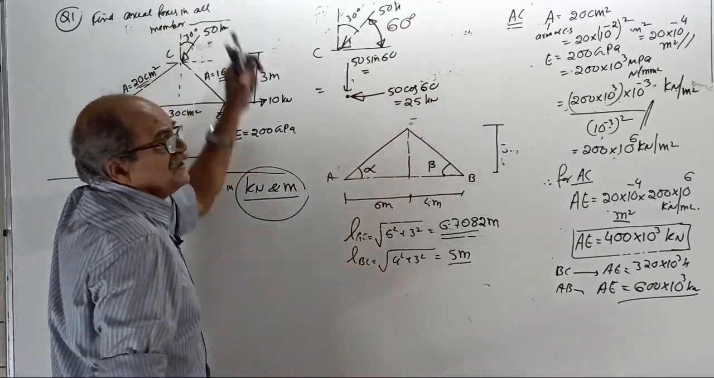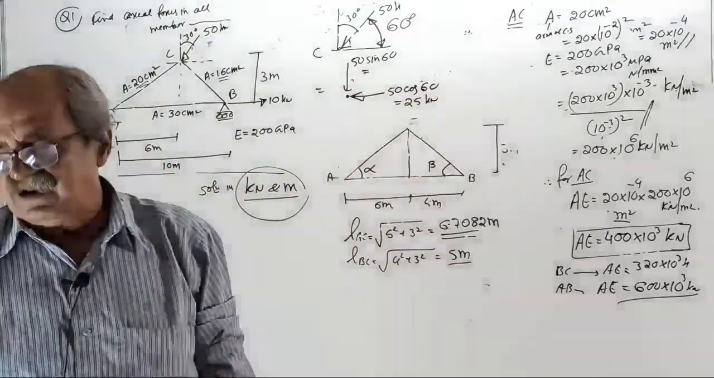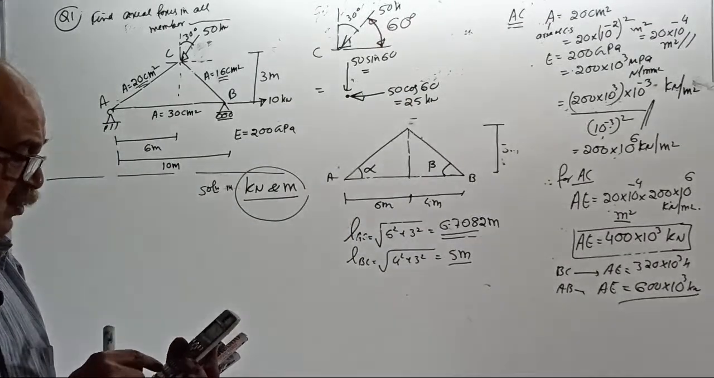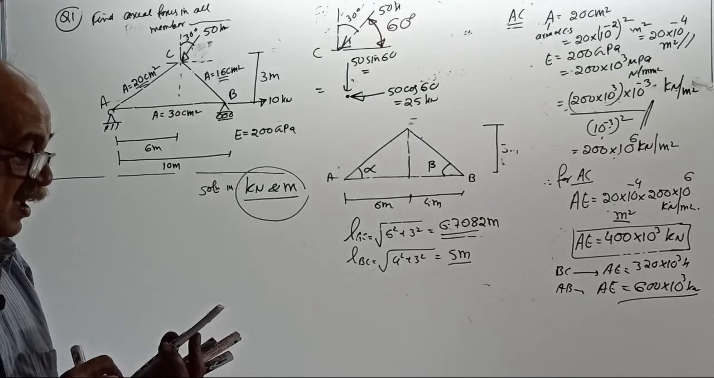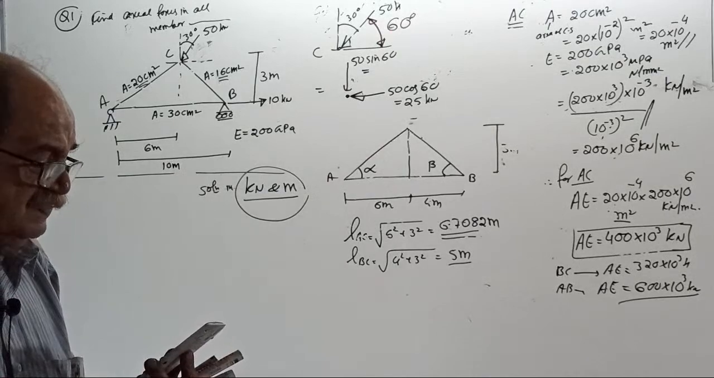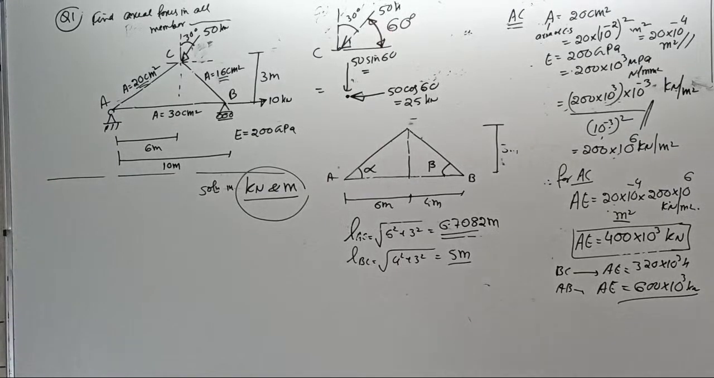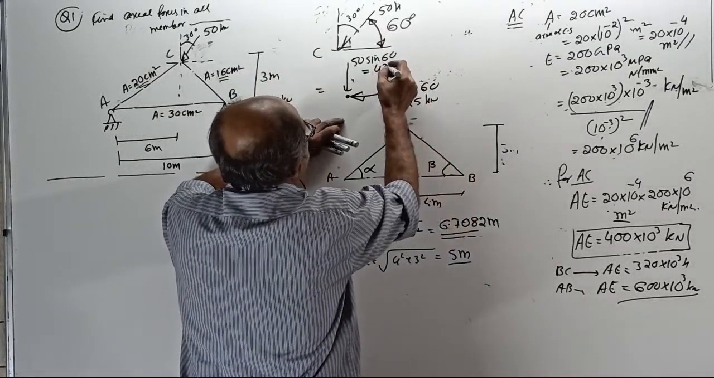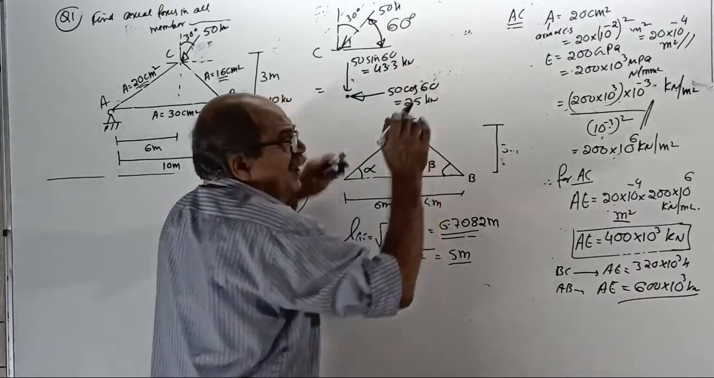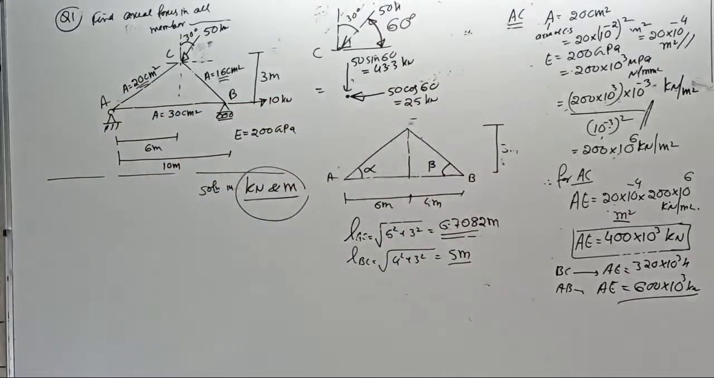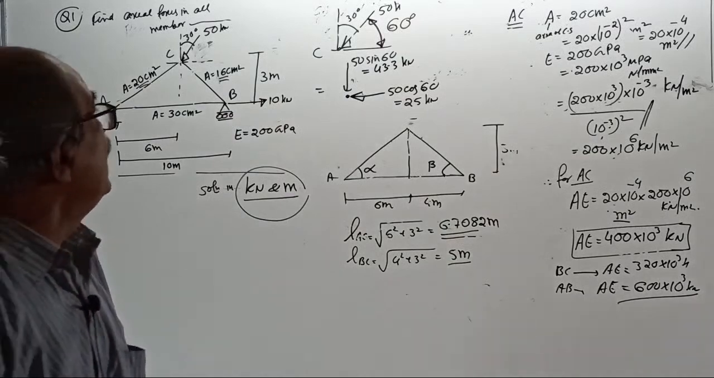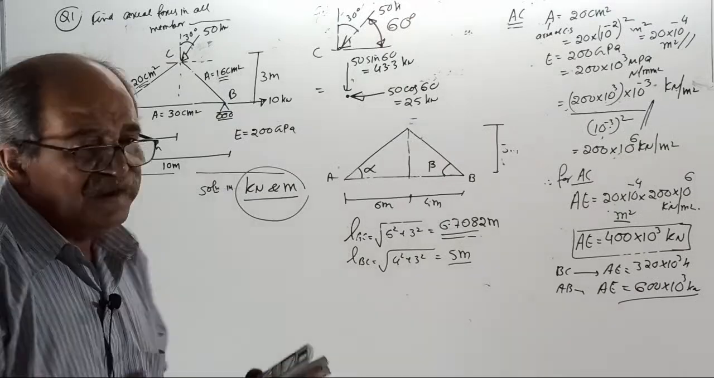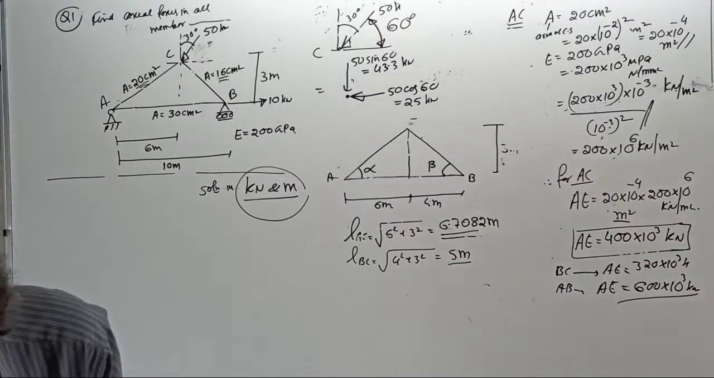The vertical component is 50 into sin 60, what is the answer? You are supposed to know this. Is it 43.301? Yes, 43.301. I write only 43.3 kilonewton, the remaining digits are not required, leave it. Fast. You are not telling answers today.